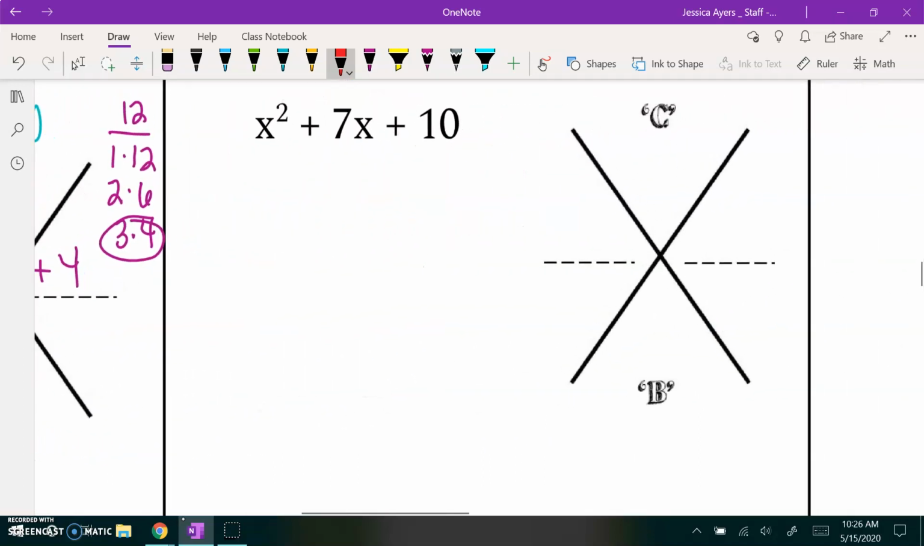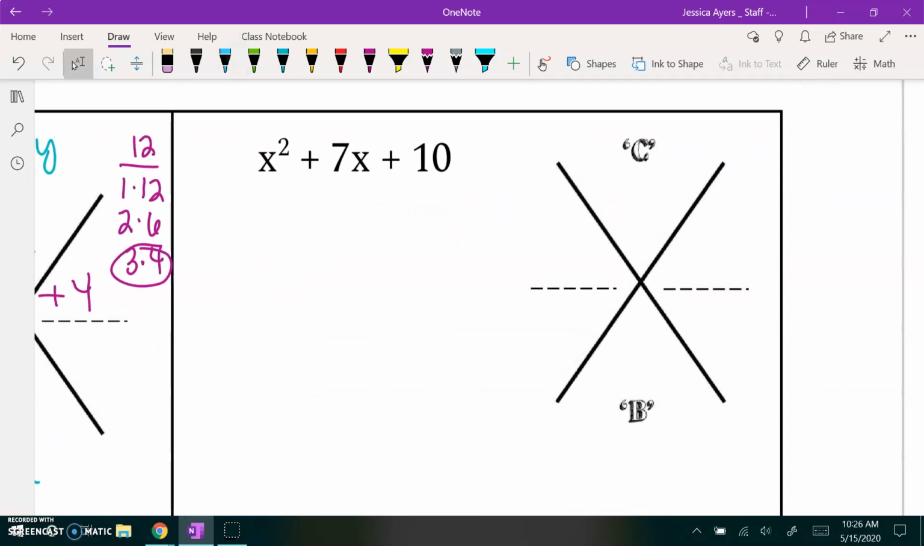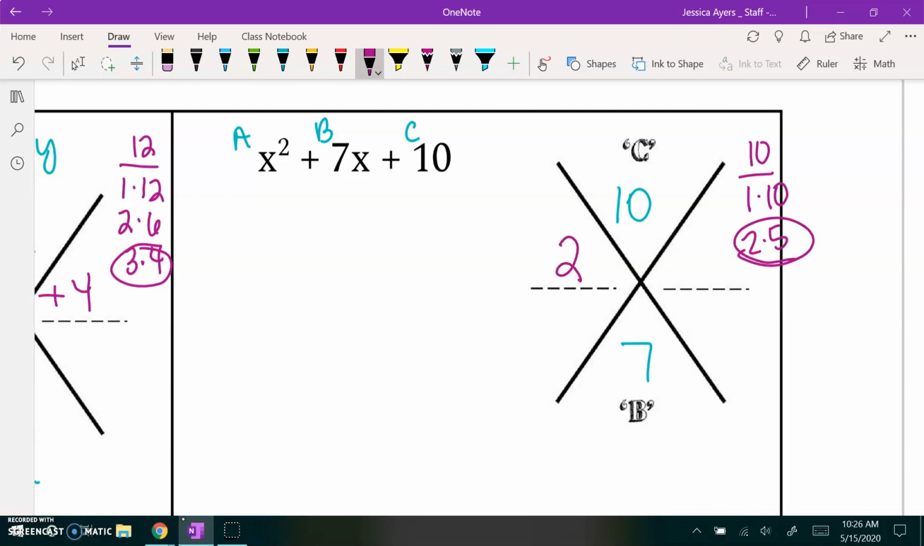So let's take a look at this example. Remember, it's just a logic puzzle. So here is our A, B, and C. So C goes on top. We want to multiply to that. B goes on bottom. We want to add to that. Listing out our factors of 10, we have 1 and 10, and 2 and 5. 2 plus 5 gives us 7, so we have positive 2 and positive 5. Then, setting it into our shell, x plus 2, x plus 5.